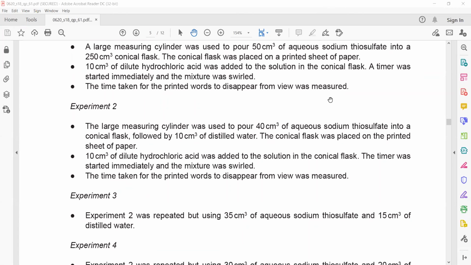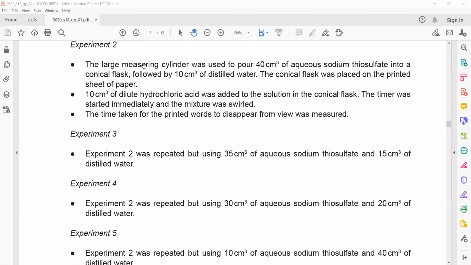The time taken for a printed text to disappear is measured. Then in the second experiment, all the same things are done, but instead of 50 cm³, we use 40 cm³. Experiment 3, 35 cm³. Experiment 4, 30 cm³, and experiment 5, 10 cm³.